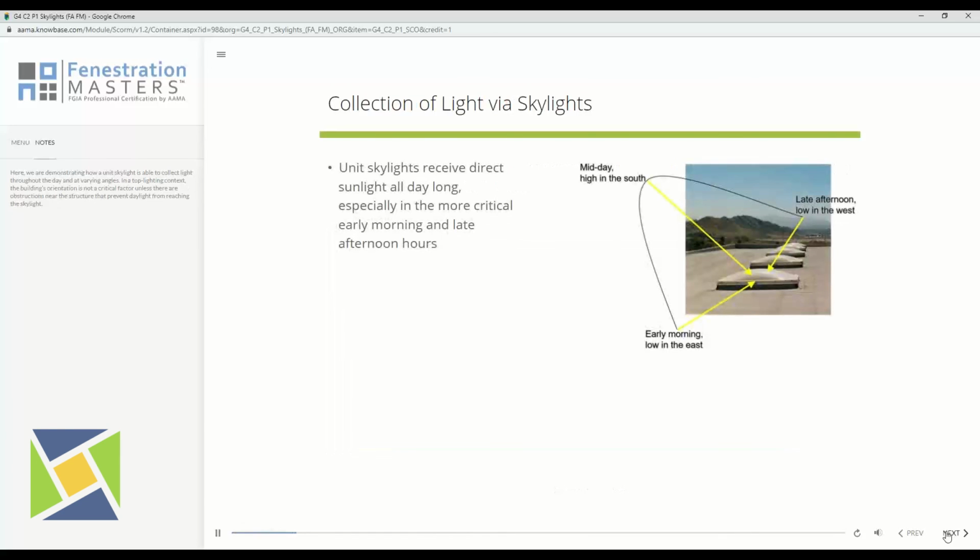Here, we are demonstrating how a unit skylight is able to collect light throughout the day and at varying angles. In a top lighting context, the building's orientation is not a critical factor unless there are obstructions near the structure that prevent daylight from reaching the skylight.